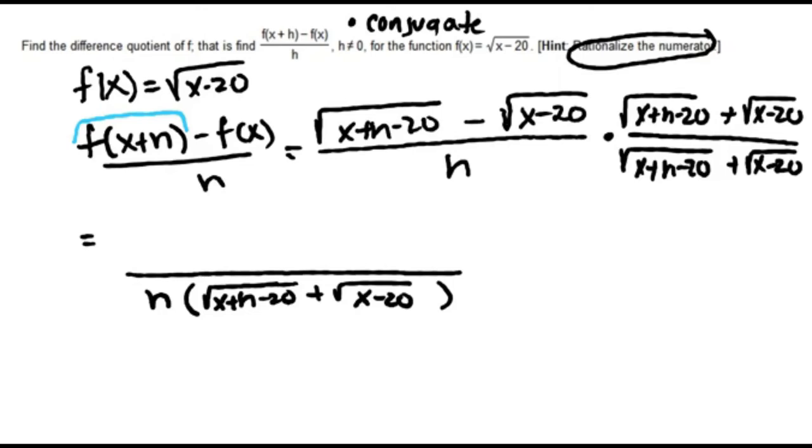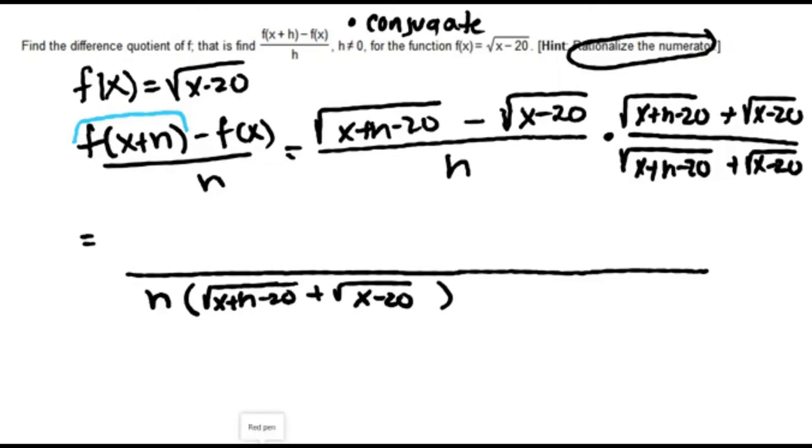However, in the numerator, I don't want to leave it in factored form. I want to multiply it out. And what you're going to see when we multiply it out is that some of the terms cancel out and some of the terms cause the radical to go away, which is our goal. Our goal is to rationalize the numerator, get rid of the radical in the numerator.